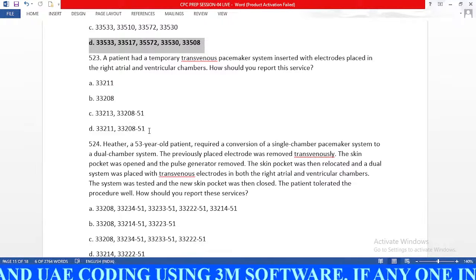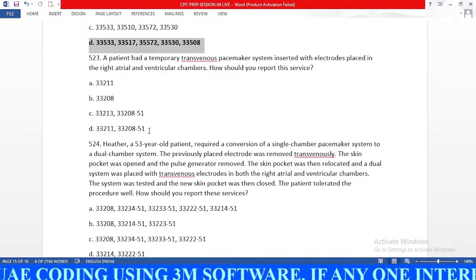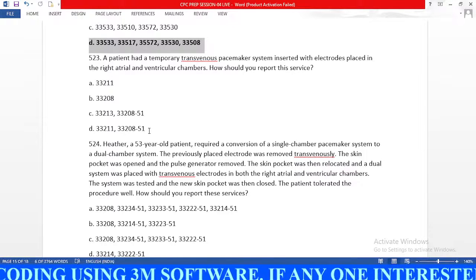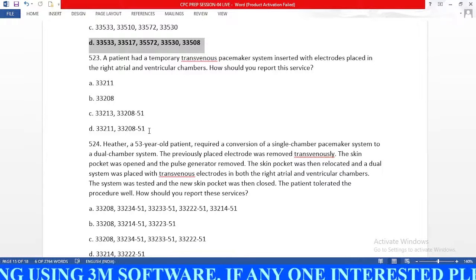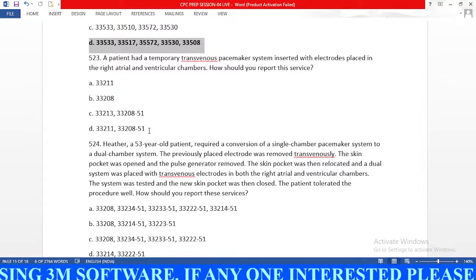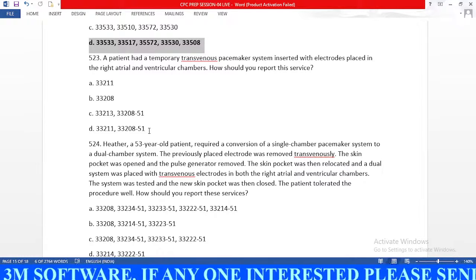When you code bypass procedures, you need to check whether the physician is performing artery bypass, vein bypass, or whether the physician is performing both.